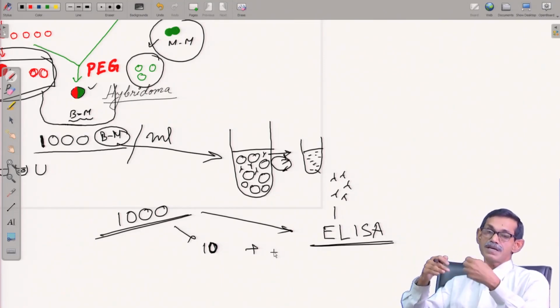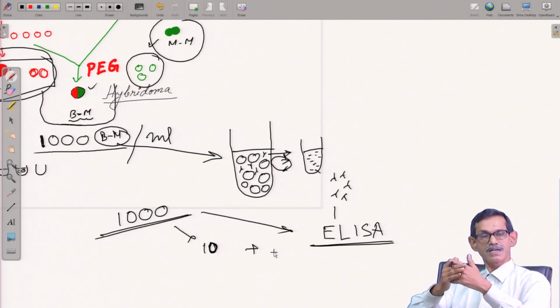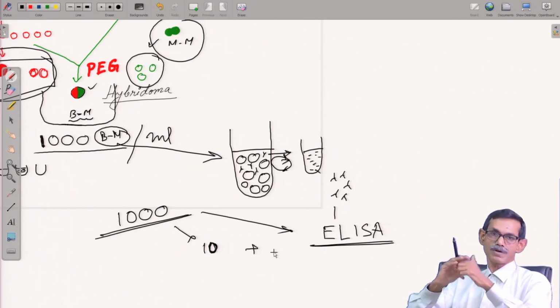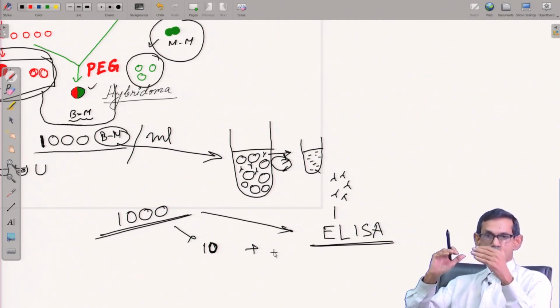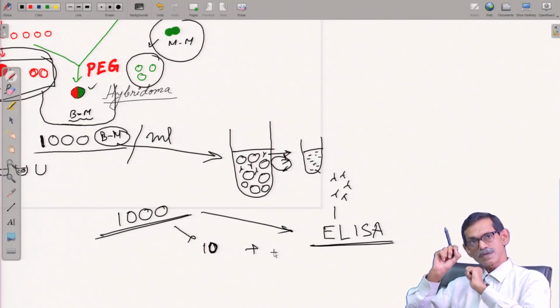Okay. Then I will see maybe next ELISA, first time sometimes false positive may be possible. So, next time if I get all 10 are again positive, that I am very lucky. Many times it happens only 2 are positive or only 3 or 4 are positive. So, from there I have to select the single clone.